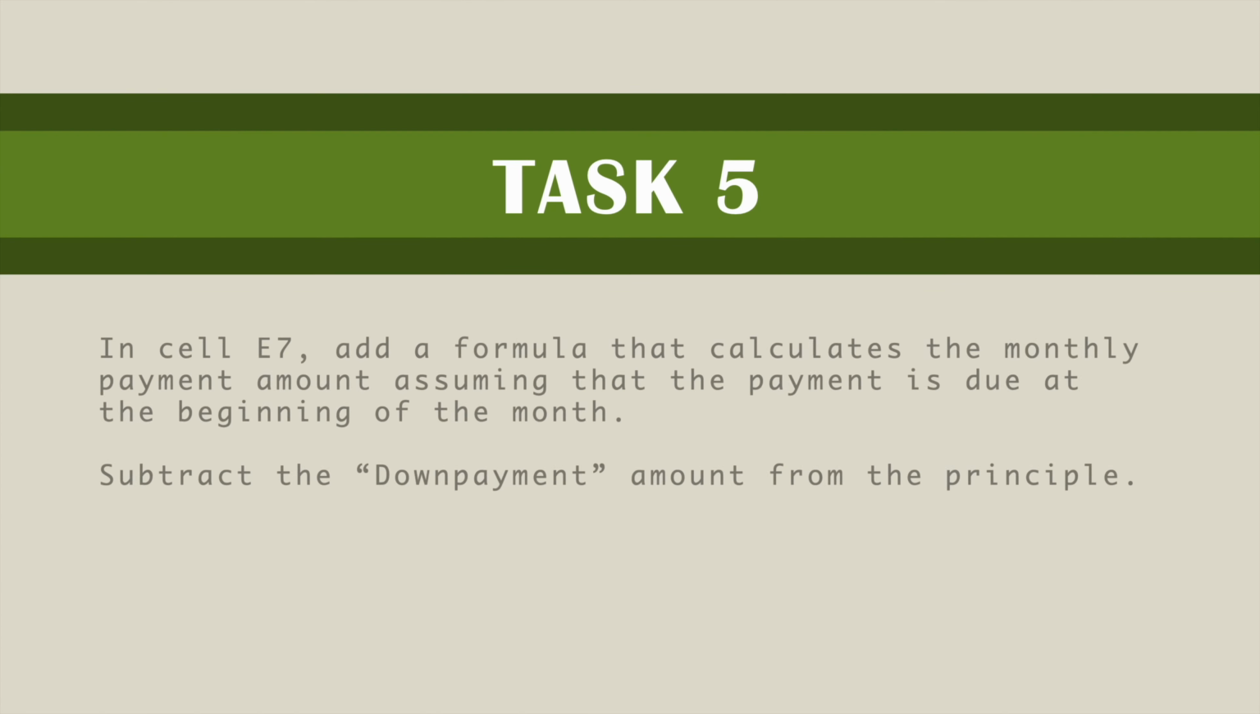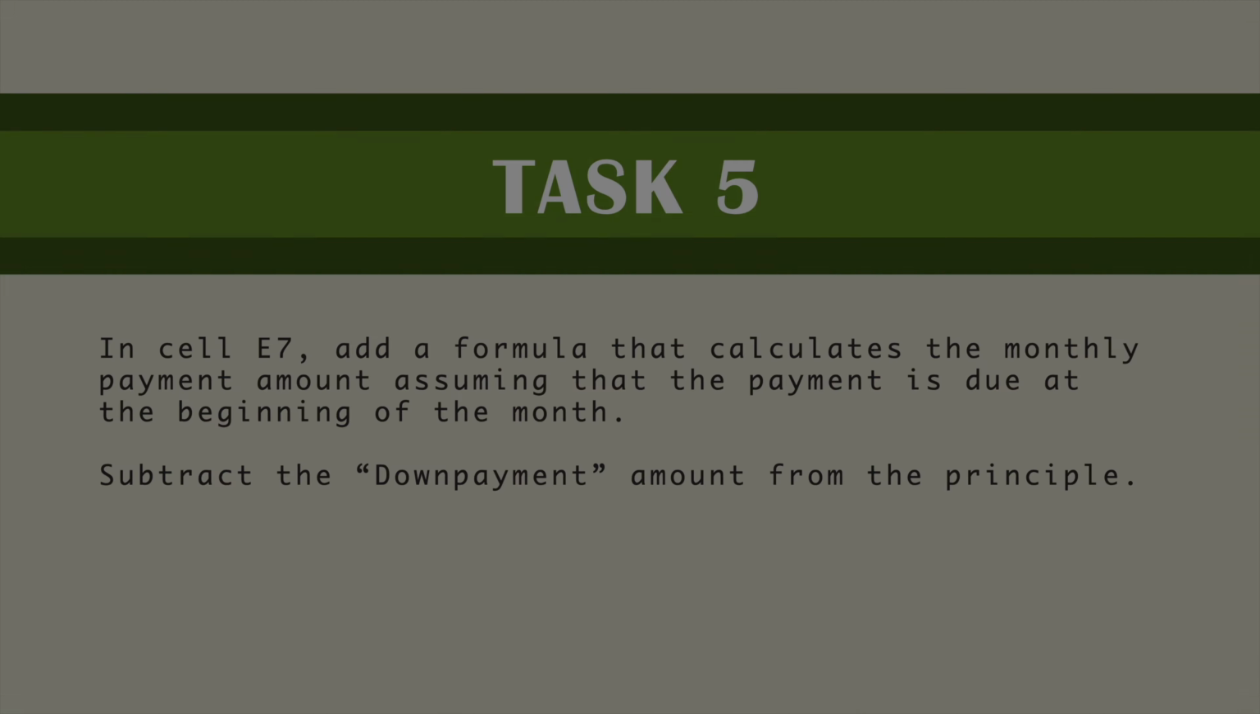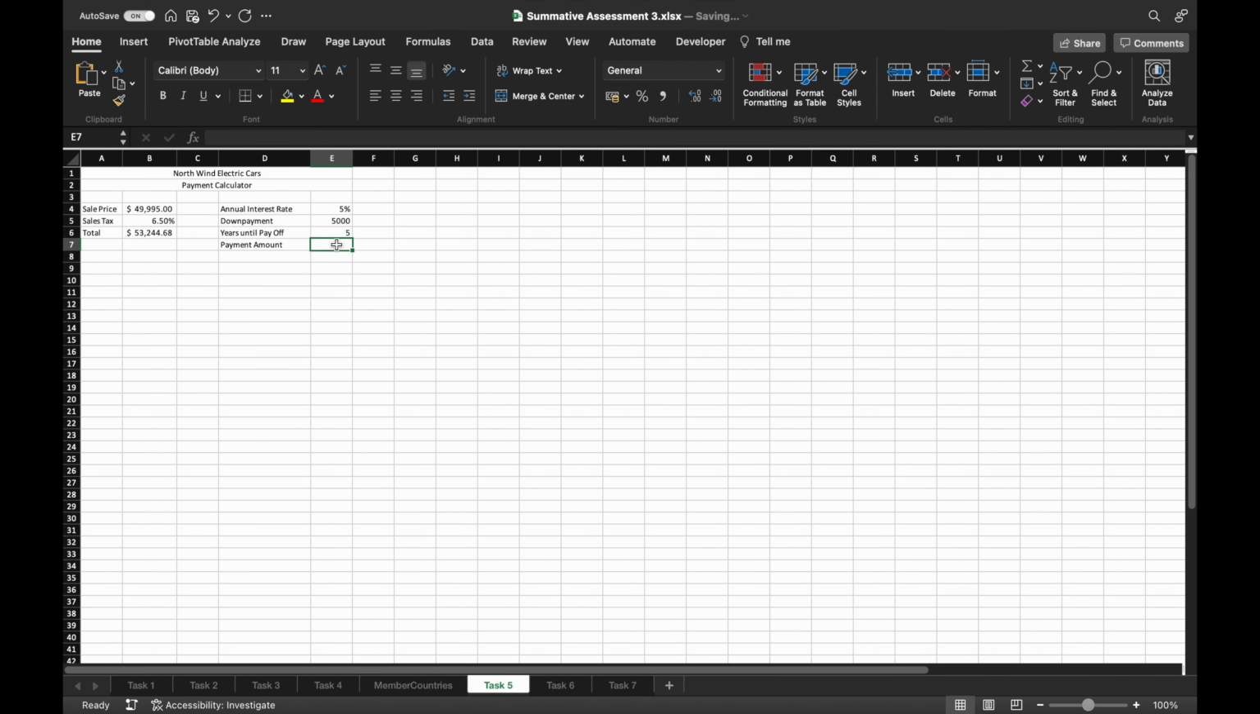Then the fifth task. In the fifth task, we will use the PMT function to calculate the monthly payment amount. So, the formula will be equals PMT E4 divide 12 is 6 times 12.